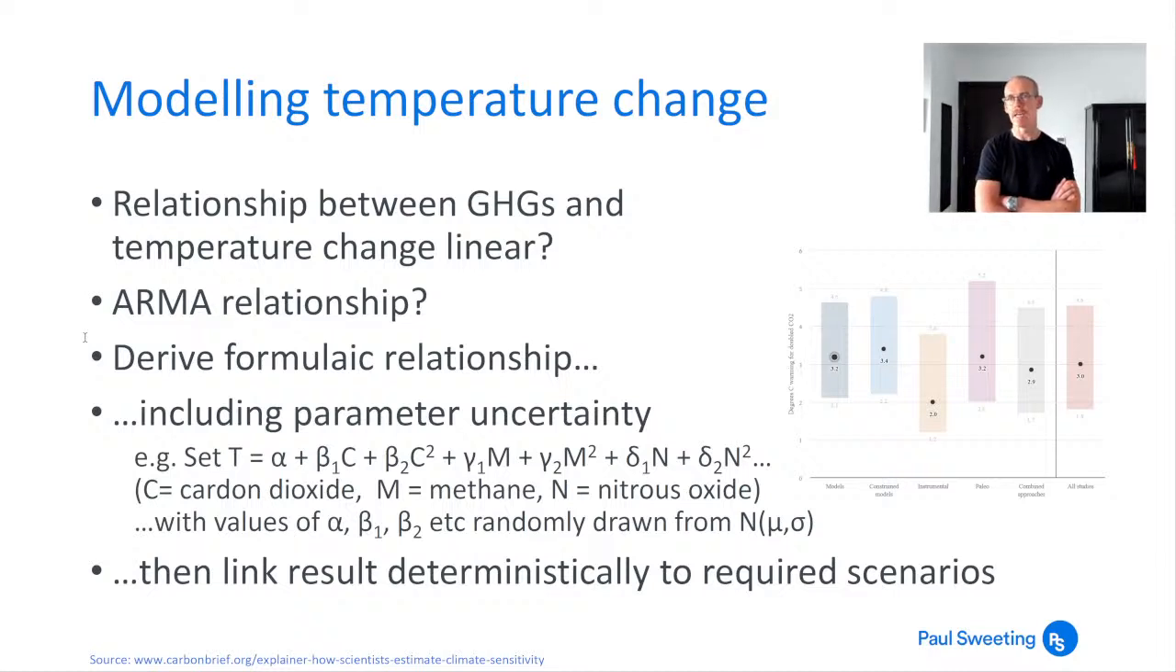I have no idea. I'm sure people have looked into this, but it would be interesting to try to see what that relationship should be. Also, would it be a one-for-one relationship, or would there be some sort of autoregressive or moving average component?